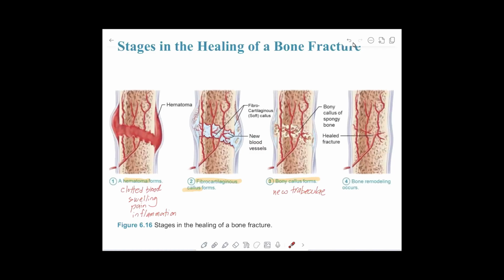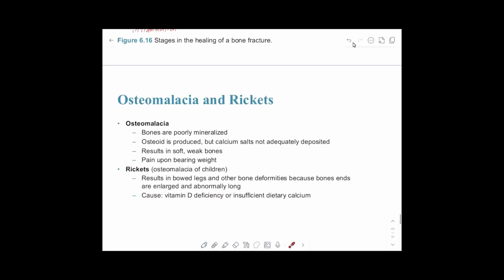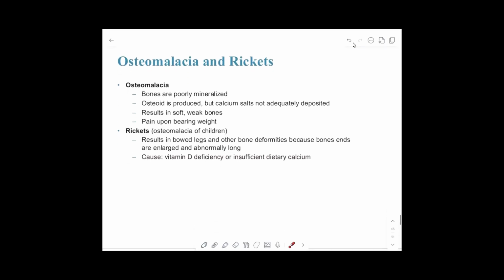And then finally, our last stage is the bone remodeling that occurs. And this is finally when the compact bone is starting to form the walls of the diaphysis in this case. Our next slide is showing us an example of some homeostatic imbalances.